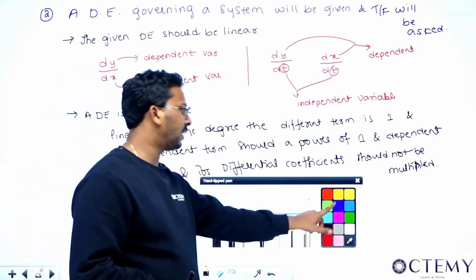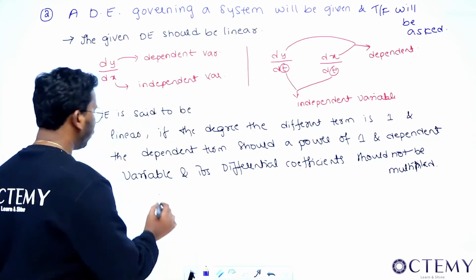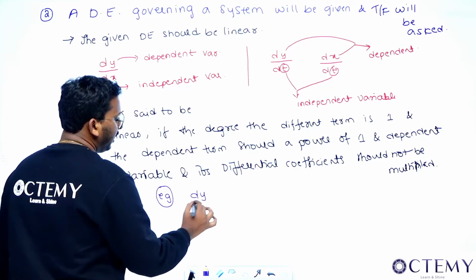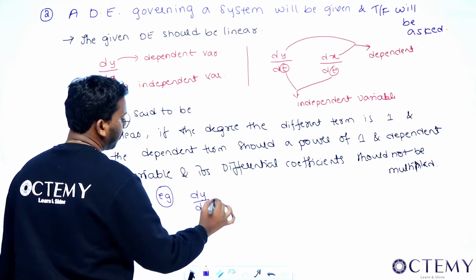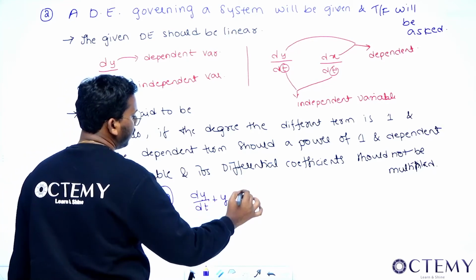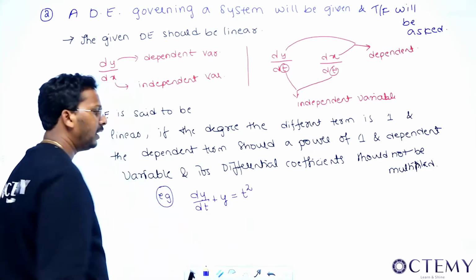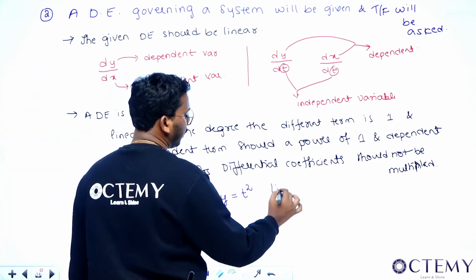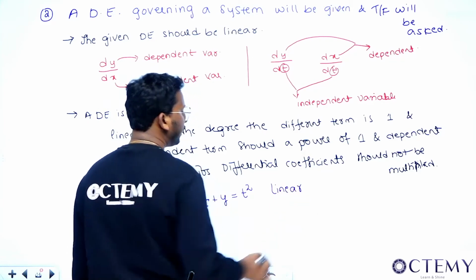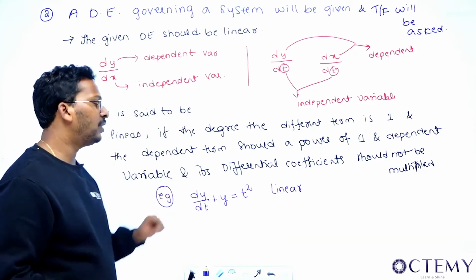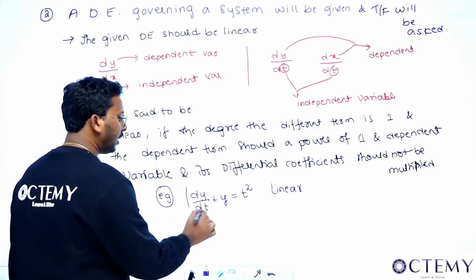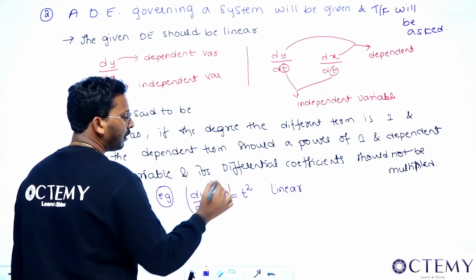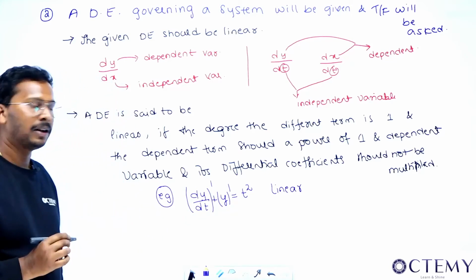So if I write an example, see sir, say I am giving you dy by dt plus y is equal to t square, right? Now this is linear or non-linear sir? This is definitely linear. Why this is linear sir? Because y is your dependent variable, the differential coefficient of y, that is, this is having power 1, this is also having power 1 and they are not multiplied, right?